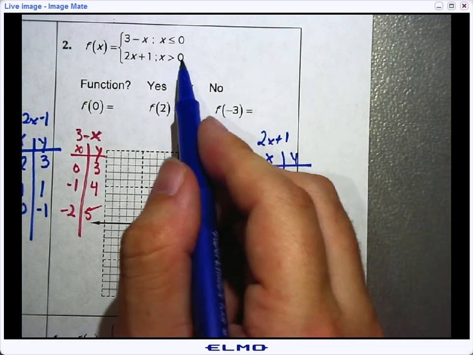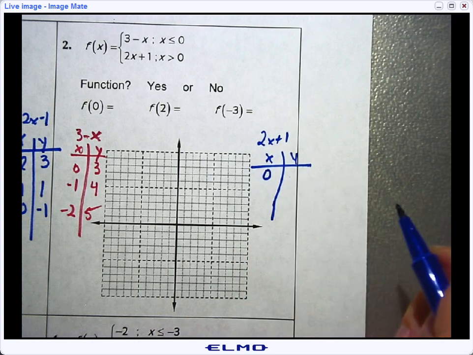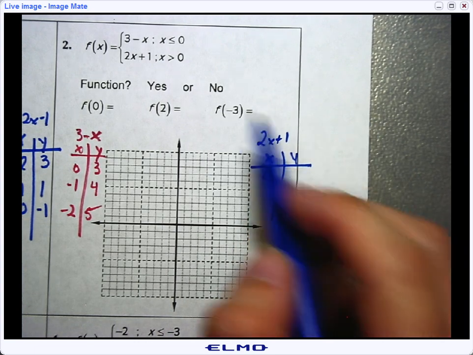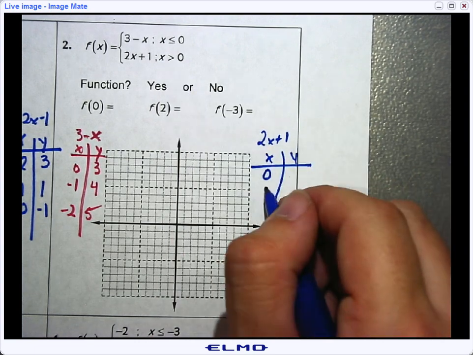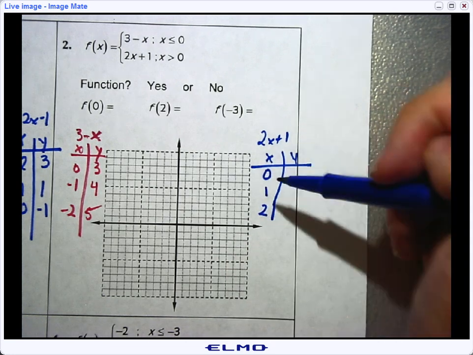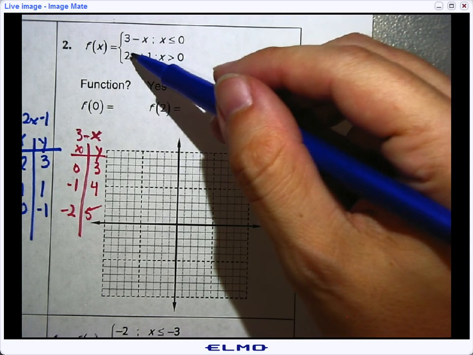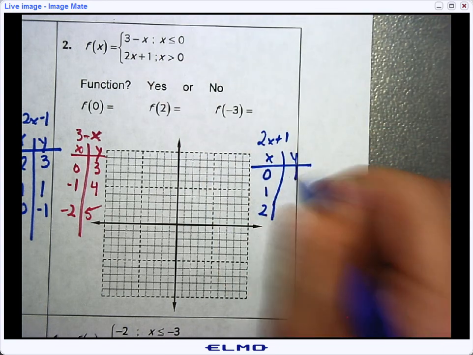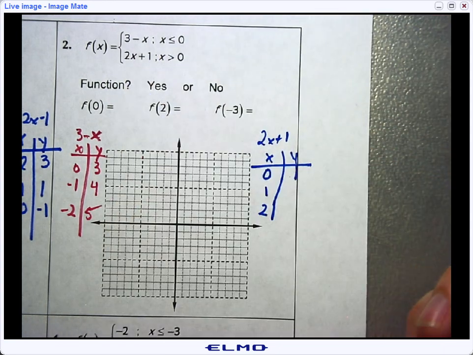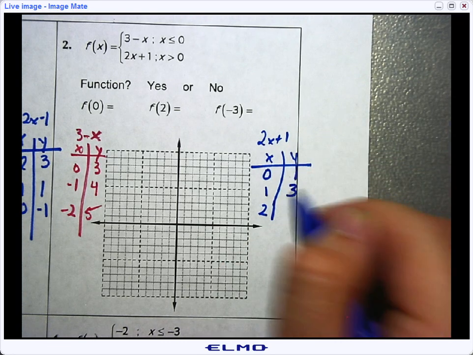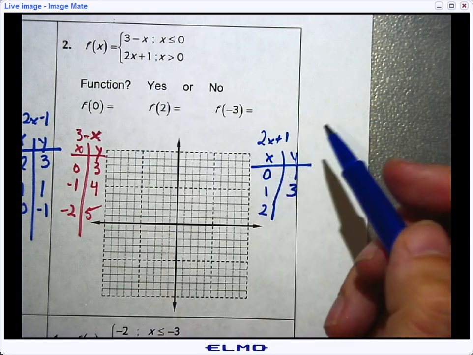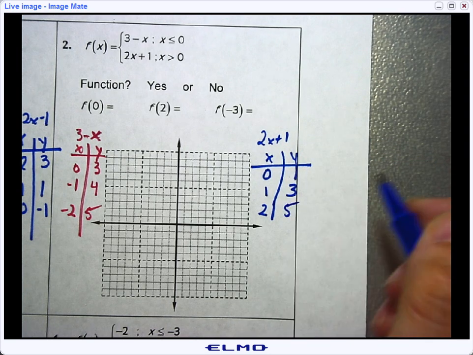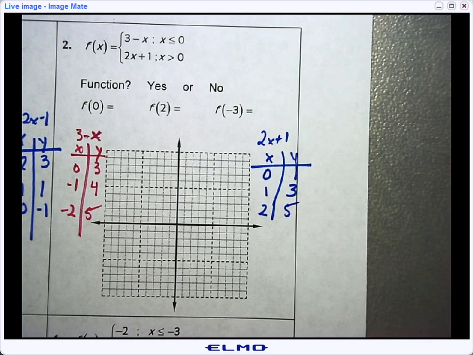Again, I want to know what happens at 0, so my first x value is going to be 0 again. But now I need numbers bigger than 0, so 1, 2, those will work. So plug in a 0 here. 2 times 0 is 0. 0 plus 1, 1. Plug in a 1. 2 times 1 is 2. 2 plus 1, 3. Plug in a 2. 2 times 2 is 4, plus 1, 5. All right, now I'm ready to graph.